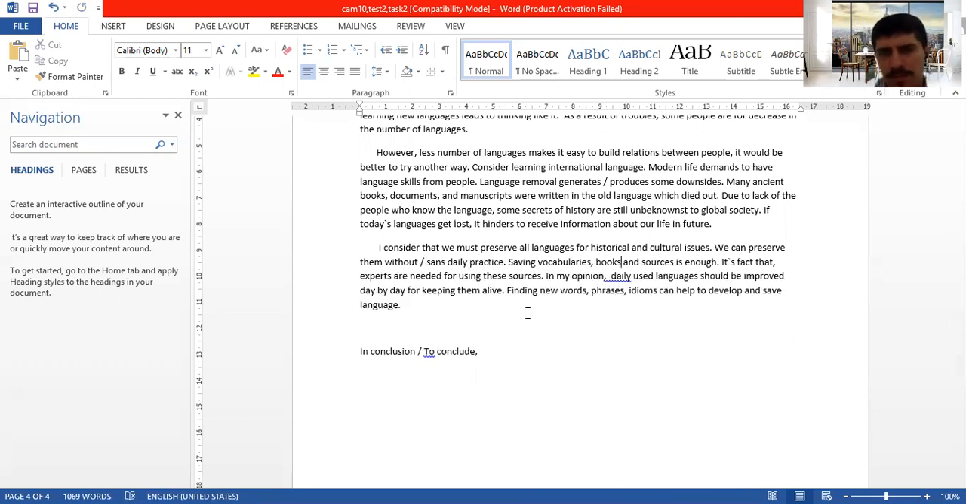7 vocabularies, books, and sources are enough. Because we're talking about several items like 7 vocabularies, books, and sources. If we could consider it from that point, okay. Indeed, if we have to say 7 vocabularies, reading books, and writing sources, in that case, are would be true. But in this context, it must be is. 7 vocabularies, because the subject here is saving X, Y, and Z. But saving X, saving Y, in that case, it is plural.